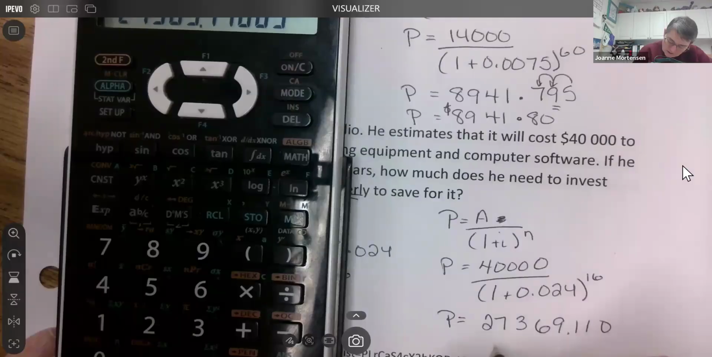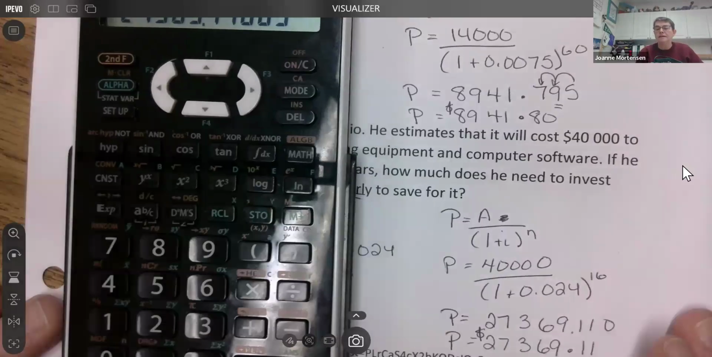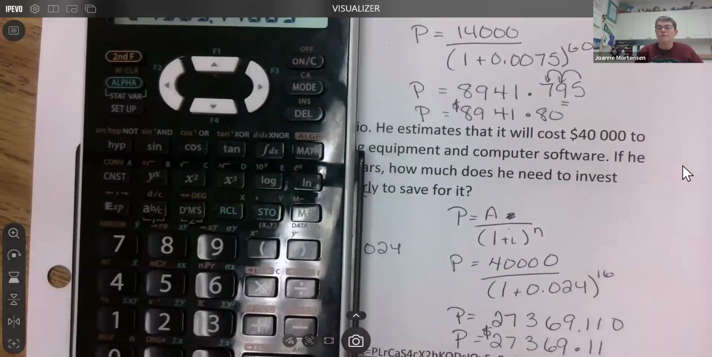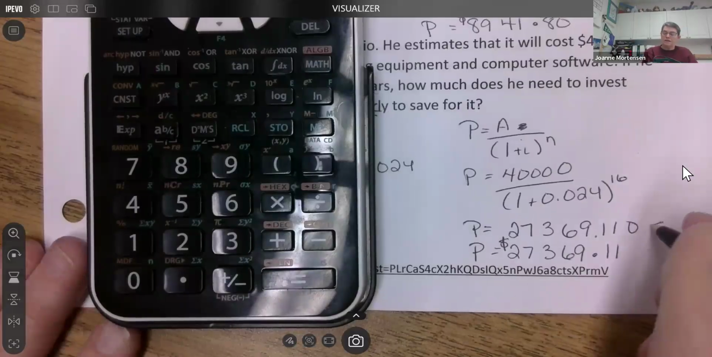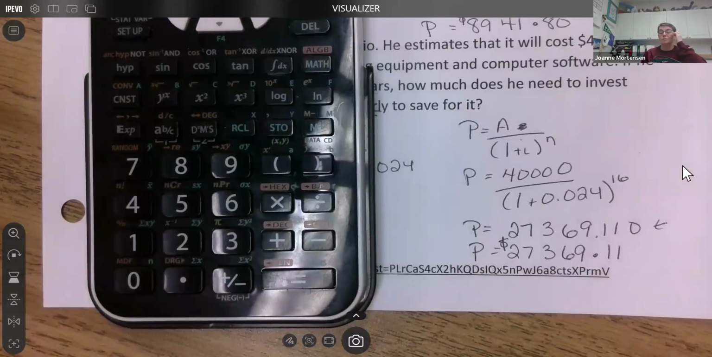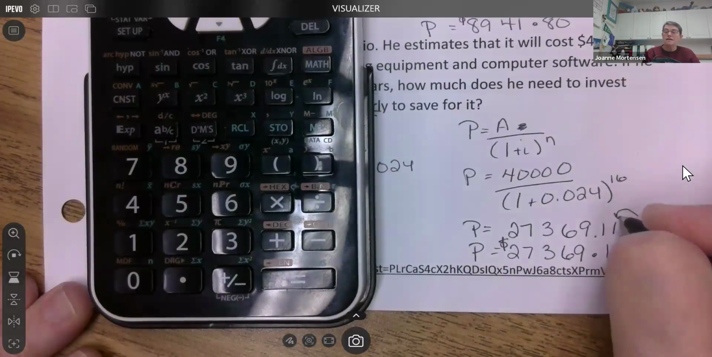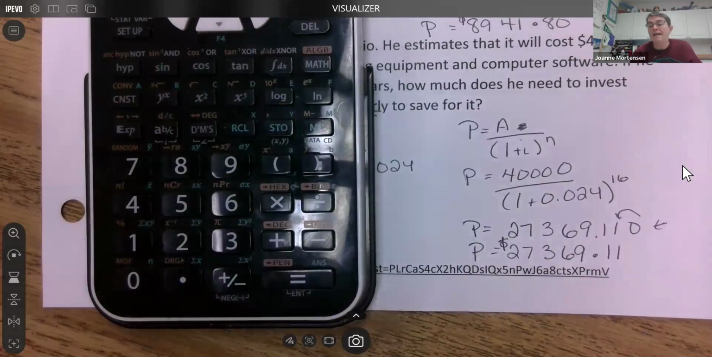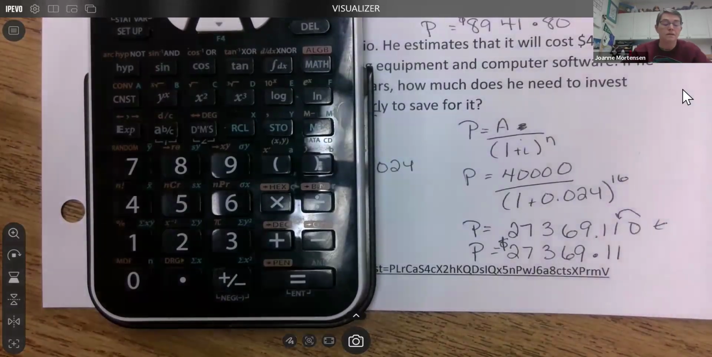27,369.110, $27,369.11. There we go. Whoopsies. Ta-da! Move it up so you can see. Again, this line, oh, you don't need that, but I do it anyway for rounding purposes. It just makes it easier because 0 has nothing to that. And that, my friends, is the end of the second video.